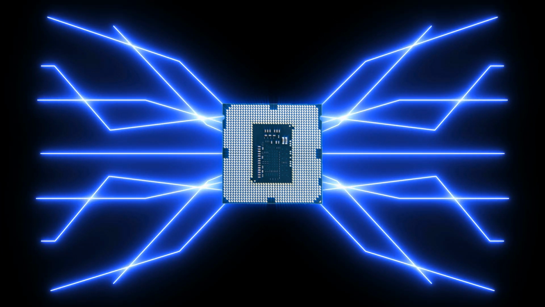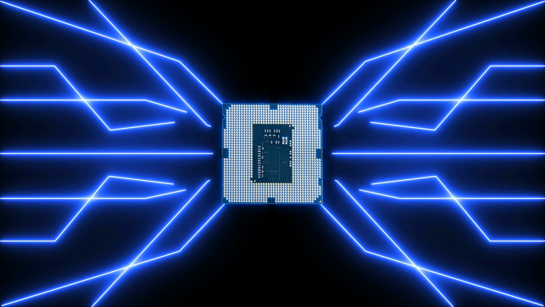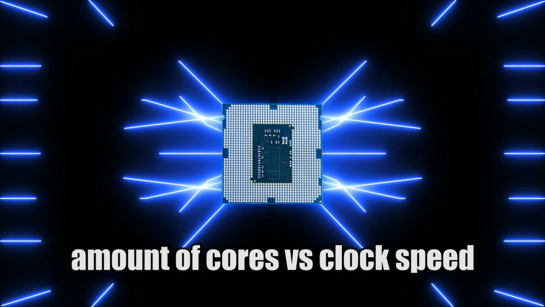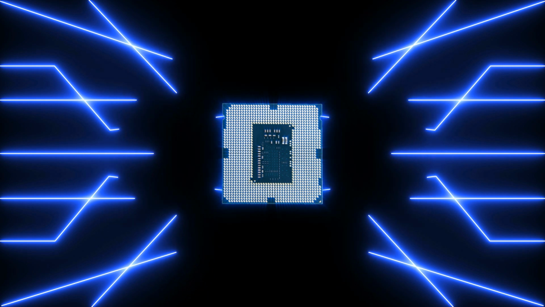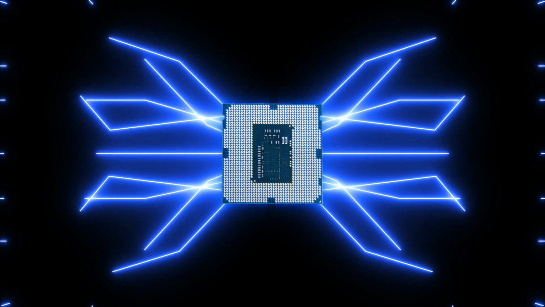In particular, there's one battle that will probably never end: the fight between the amount of cores a CPU has and its clock speed. Here we'll walk you through the issue of CPU core count versus clock speed and tell you which is more important.